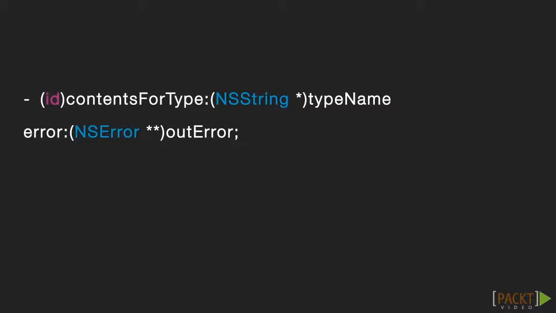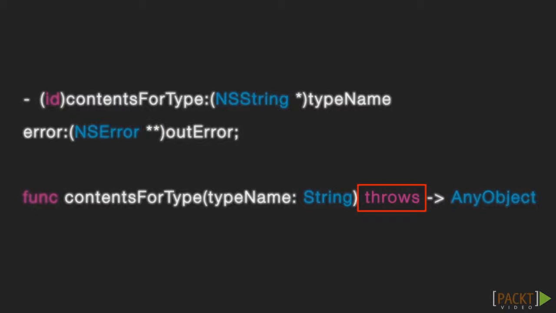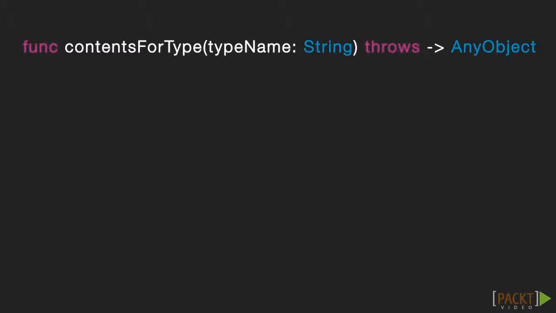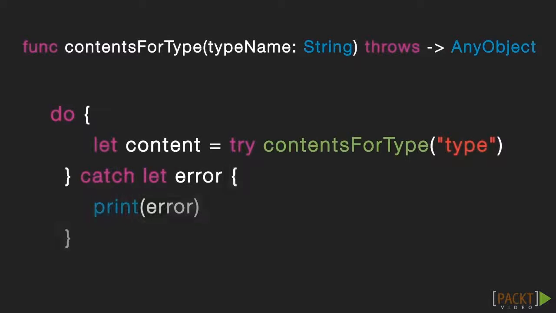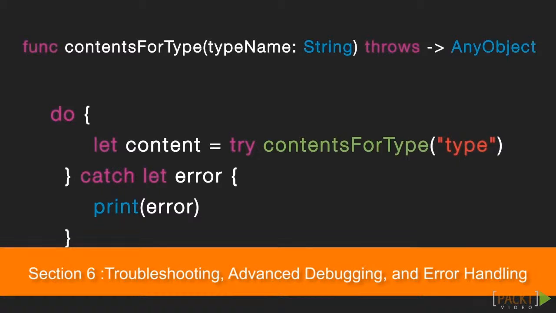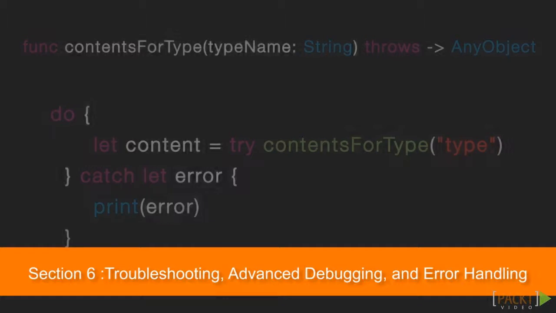Swift removes the error parameter altogether and utilizes the new throws keyword, which tells us that the method has the ability to throw an error. Functions marked with throws should be called within a do-catch block to handle the error should one arise. We'll be looking closely at error handling in Section 6, Troubleshooting, Advanced Debugging, and Error Handling.